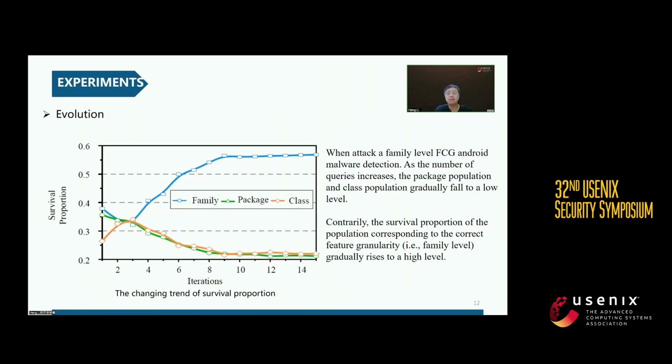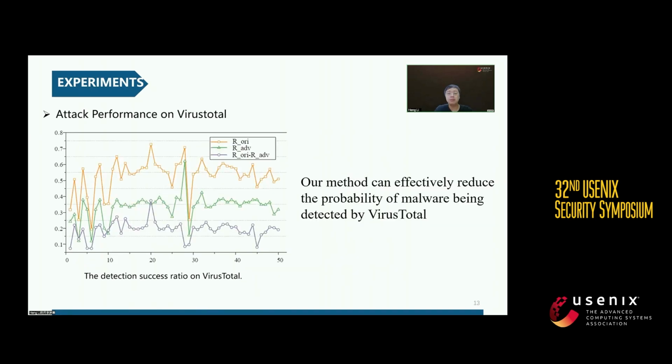When attacking family-level FCG Android malware detection, as the number of queries increases, the package population and the class population gradually fall to a low level. On the contrary, the survival proportion of the population corresponding to the correct feature granularity gradually increases to a high level. This phenomenon conforms to APOEM converging to the real feature granularity.